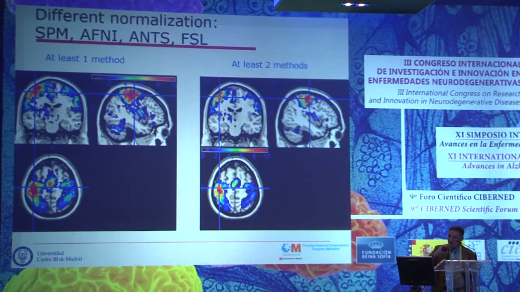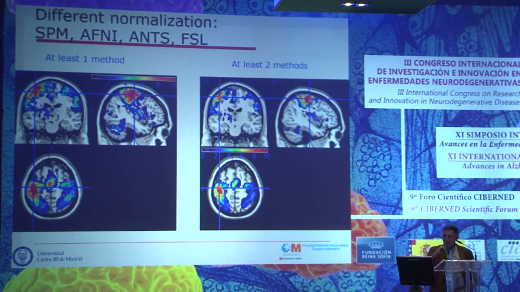In this case, we were studying a very simple paradigm, the classic finger tapping paradigm in fMRI, in which we know what we expect to happen. We know exactly the part of the motor cortex which we expect to be activated. And what we did here was to use four different segmentation algorithms: SPM, AFNI, and others. All of them are out there and have very widespread use, so none of them is better than the other.